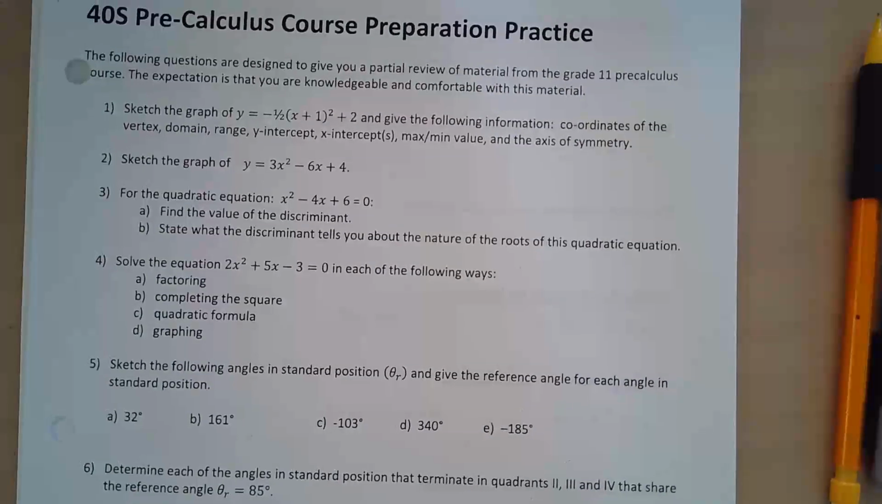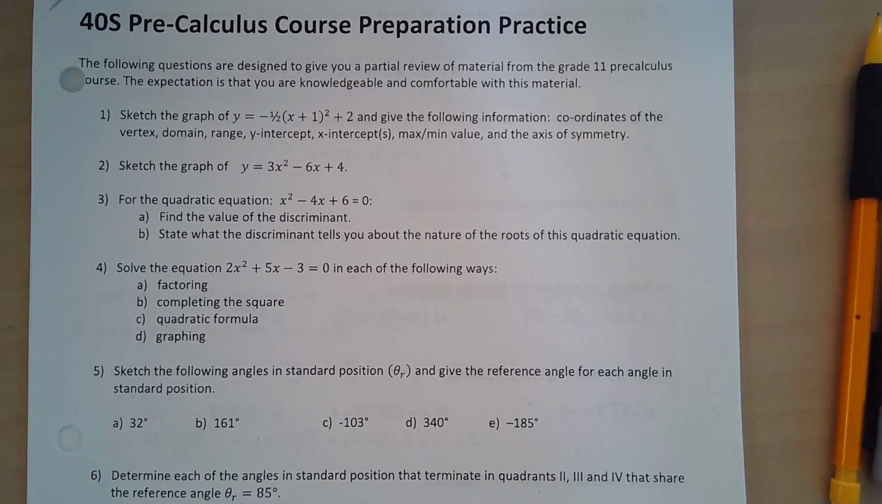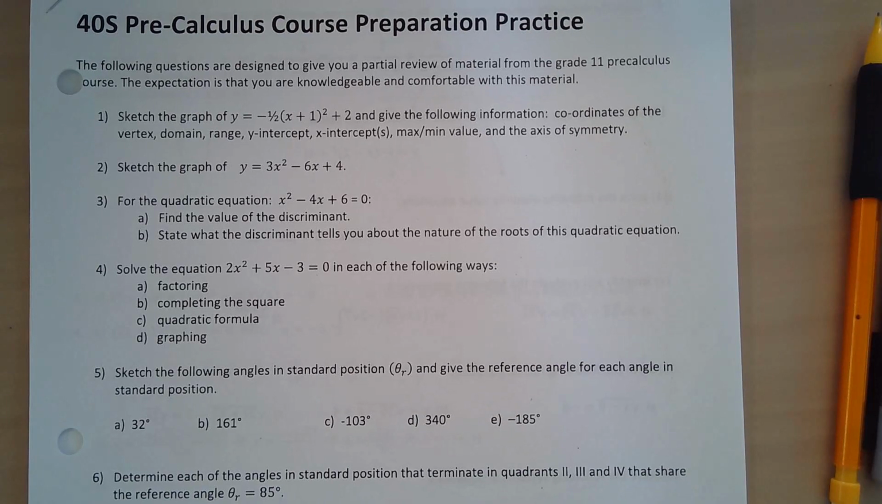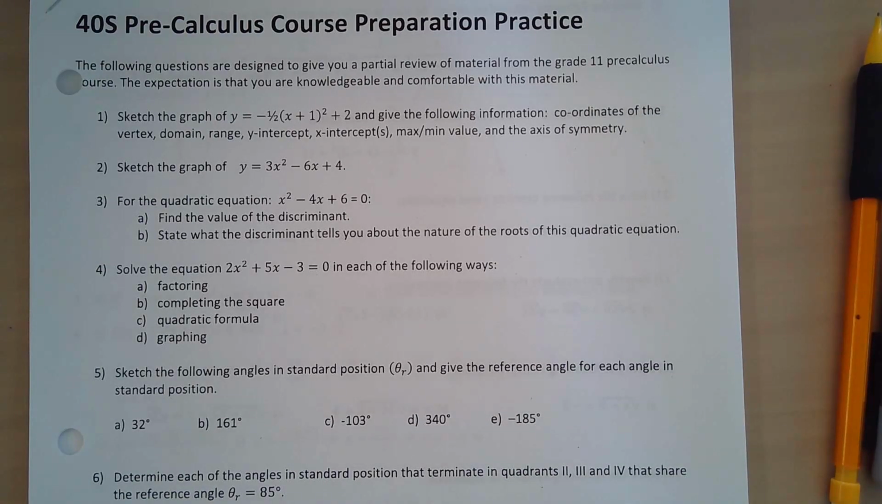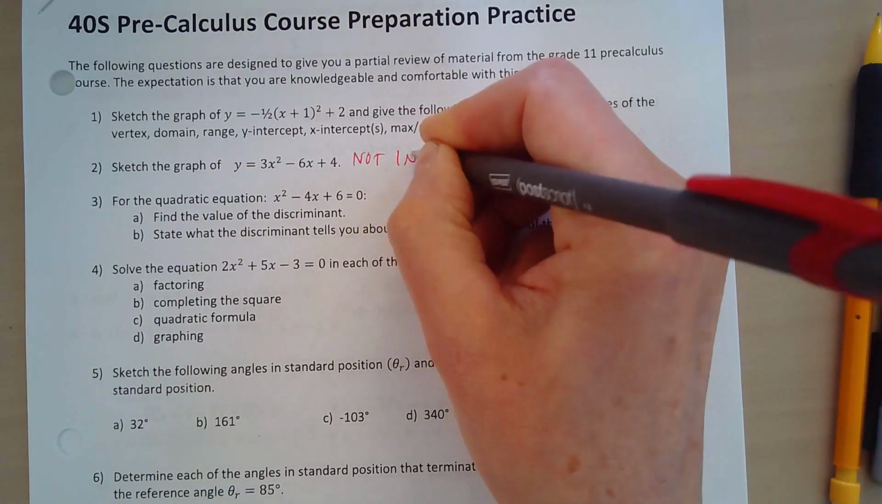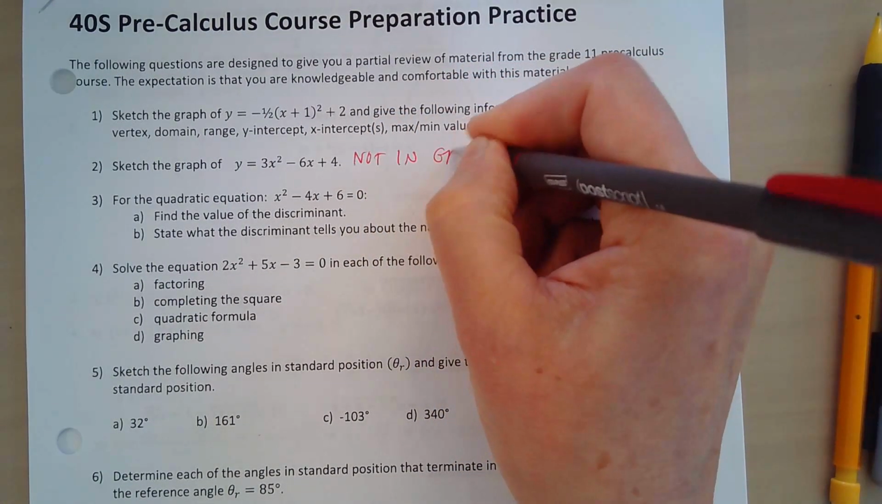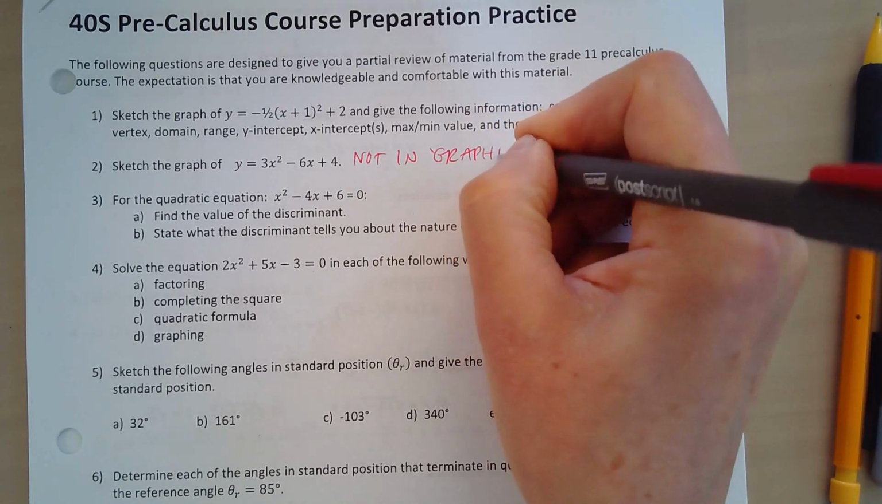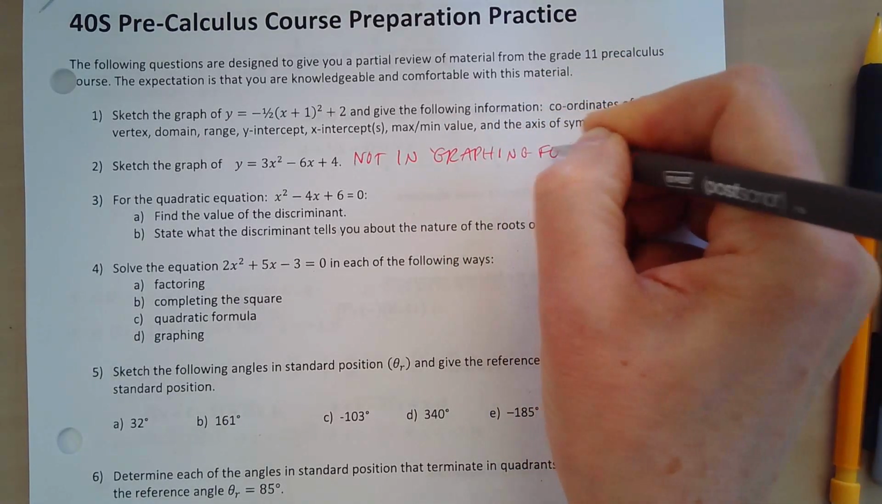Okay, what was number 2? Sketch the graph. It's the same question, right? It doesn't ask all the details, but really, if you're going to sketch the graph, you should know the vertex, the max, min, all that stuff. However, this time, why is this question more difficult? This is not in graphing form, right? So it makes it a little more challenging.